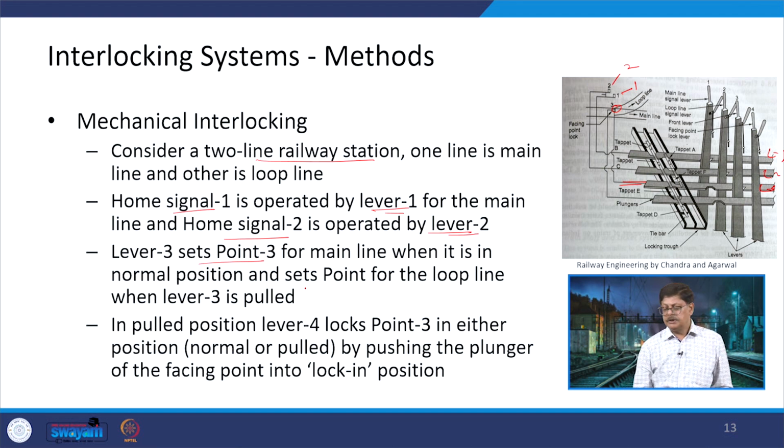And it is going to be set for the loop line over which it is there. So, if you just pull lever 3, then that can be set. Then, in the pulled position, lever 4 locks point 3 in either position, whether it is normal or pulled. It means either it is set for the main line or it is set for the turnout. On the basis of that, this lever 4 is going to work. It is a locking arrangement. If you remember, we talked about one lever being a point lever and another being a lock lever.